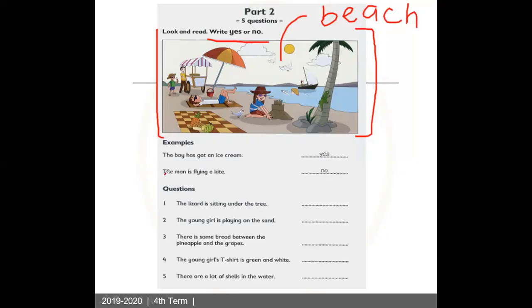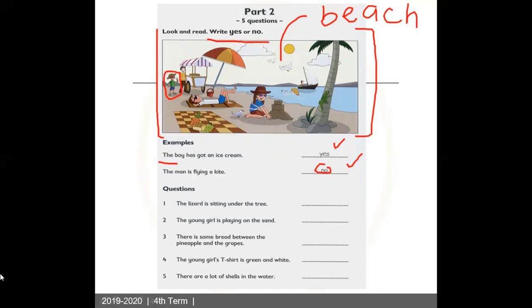Let's read. Let's have the examples. The boy has got an ice cream. Can you see a boy who has got an ice cream? Yeah, I can see here. There is a boy, and he's wearing a green shirt and sunglasses and a hat. So you will say yes. Next, the man is flying a kite. Can you see someone who's flying a kite? No, I can't see. So you will say no. Those are the examples.